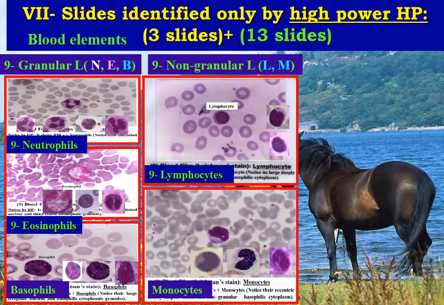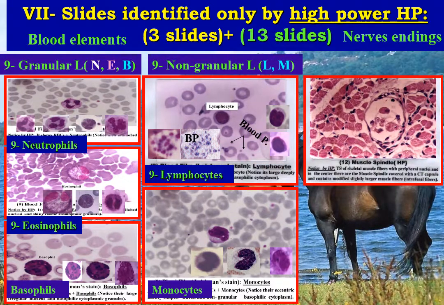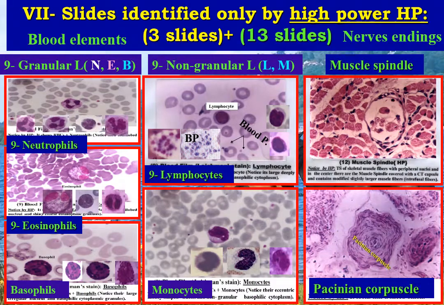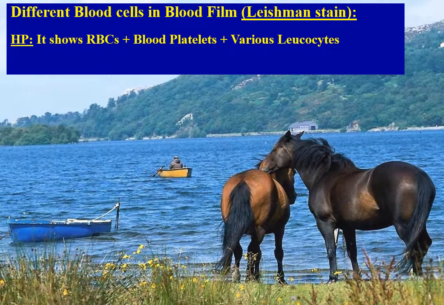Other blood elements are blood platelets, nerve endings in skeletal muscles, muscle spindles, and pacinian corpuscles. Blood film stained with Leishman, by high power, showing RBCs, blood platelets, and various leukocytes.